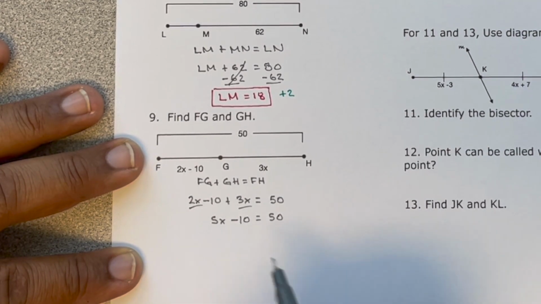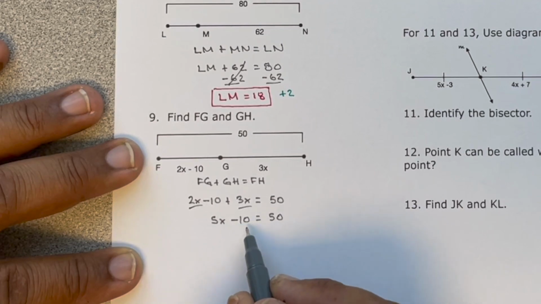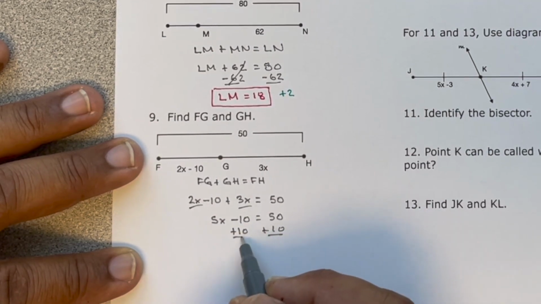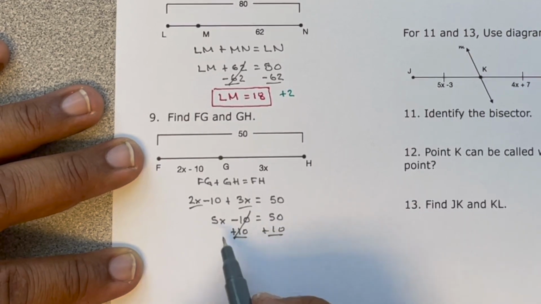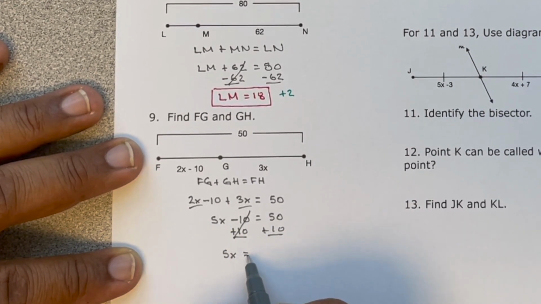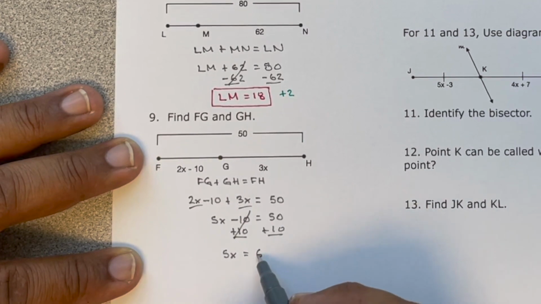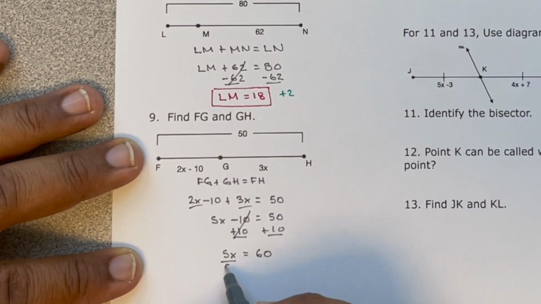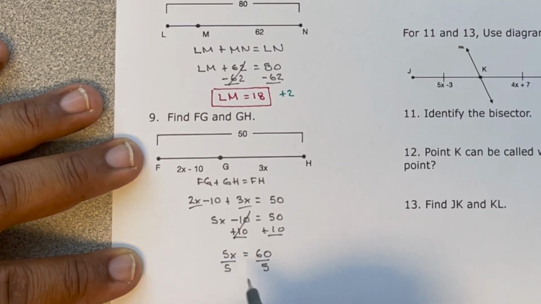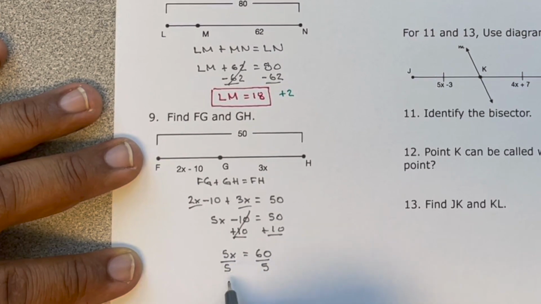Need to get the 5x by itself, so I'm subtracting 10. The opposite operation is adding 10. That will help that go away. 5x equals 50 plus 10, which is 60. Divide by 5, because 5x is really 5 times x, and the opposite of multiplication is division, so I'm dividing by 5. That'll help me cancel that out, and I get x equals 12.